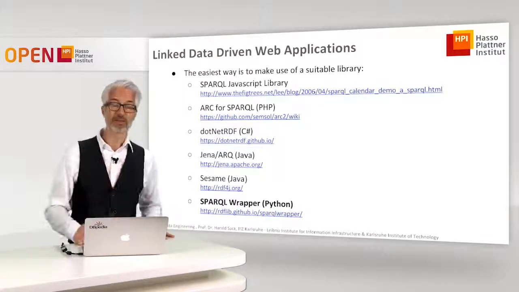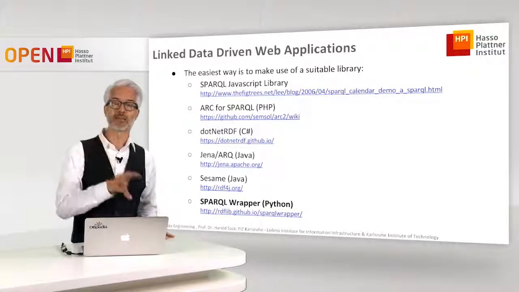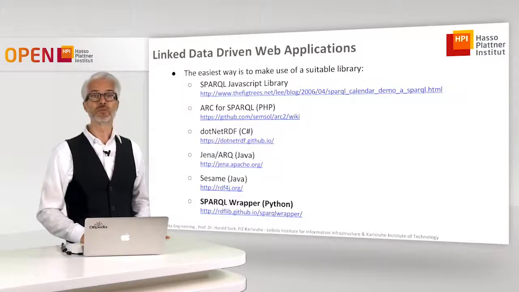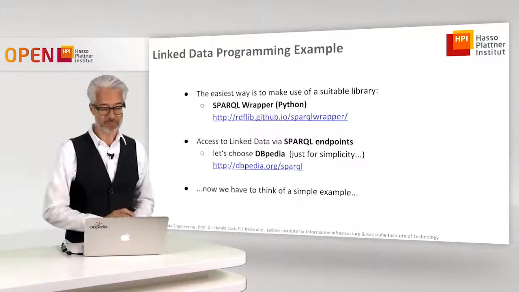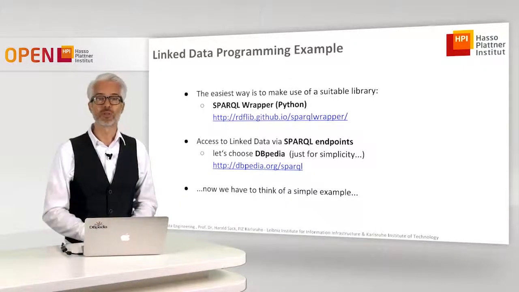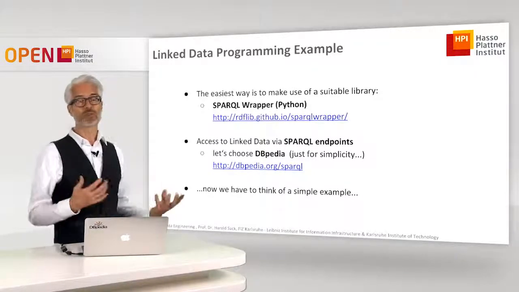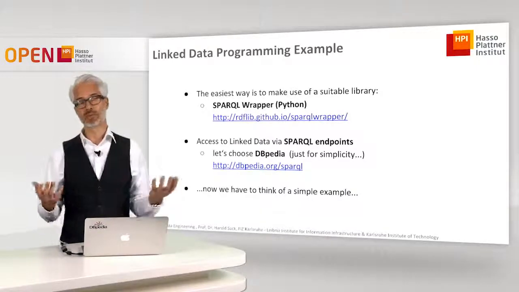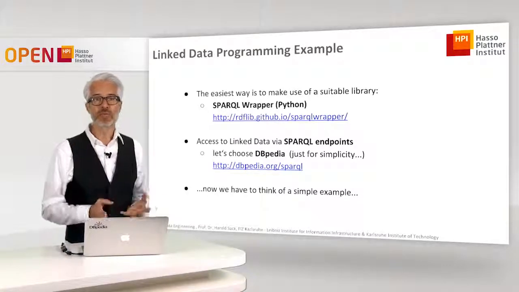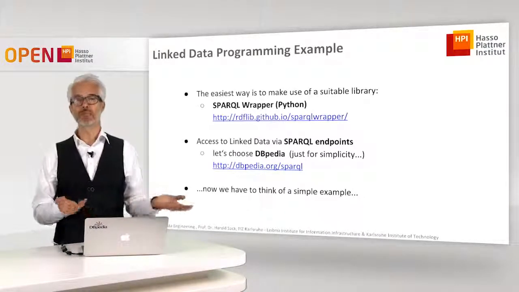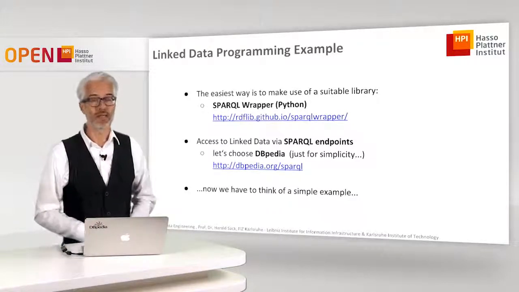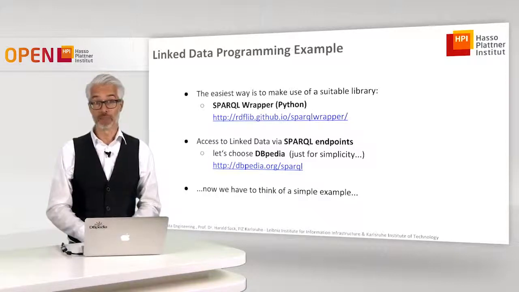You see here all the download links where you can get access to these open source or freely available libraries for the usage of RDF or SPARQL. So the easiest way is to make use of this SPARQL library. And of course, if we want to access linked data, we access the most prominent linked data resource, which is DBpedia, and we are using the DBpedia SPARQL endpoint, also just for simplicity, and all the data we want to analyze and to access lies out there.